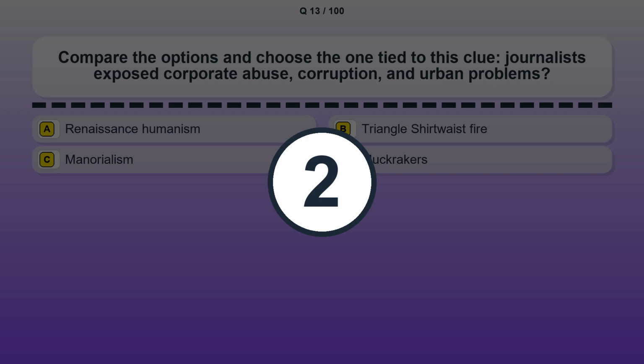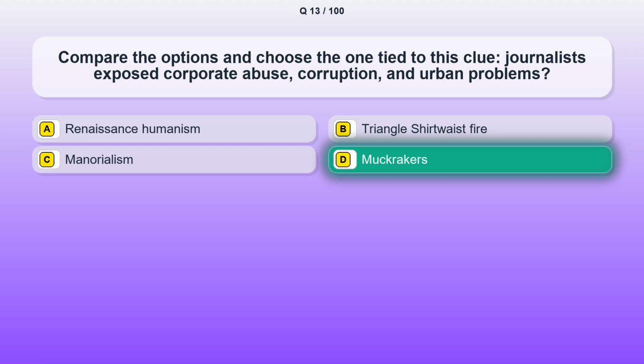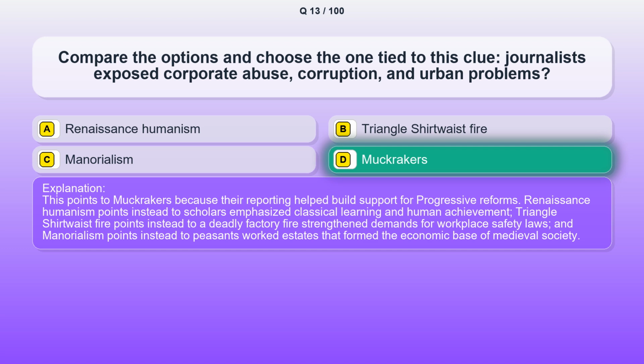The correct answer is option D. Muckrakers. This points to muckrakers because their reporting helped build support for progressive reforms. Renaissance humanism points instead to scholars emphasized classical learning and human achievement. Triangle shirtwaist fire points instead to a deadly factory fire strengthened demands for workplace safety laws, and manorialism points instead to peasants' worked estates that formed the economic base of medieval society.